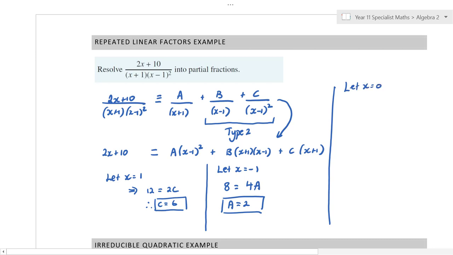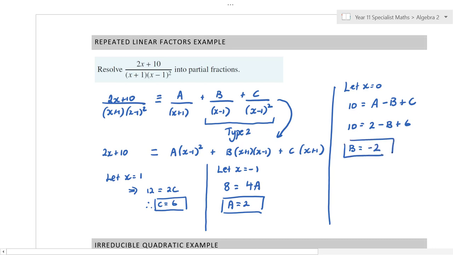What we've got is, on the left-hand side, we have 10, and on the right-hand side, negative 1 squared. So that's going to be A, negative 1 or negative B, and plus C. Now, since we know what C and A are, I'm sure you can find for me. So 10 is equal to A, which is 2, minus B plus 6. So I've got B is equal to 8 minus 10, which is what? Minus 2?